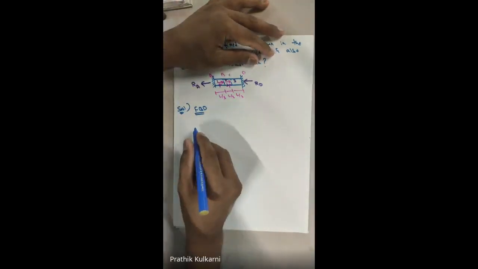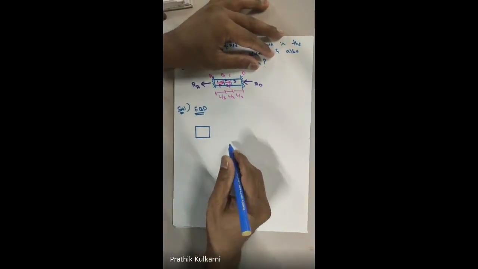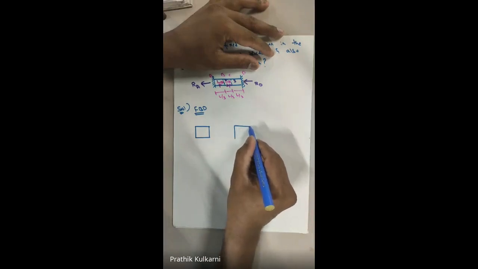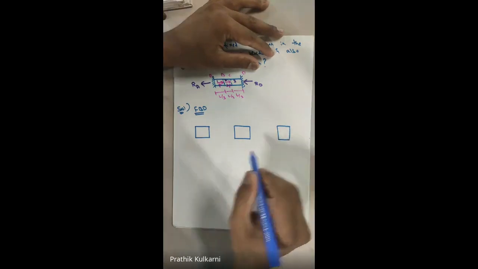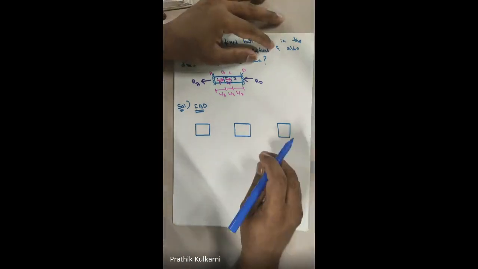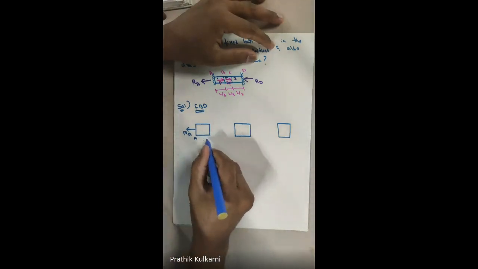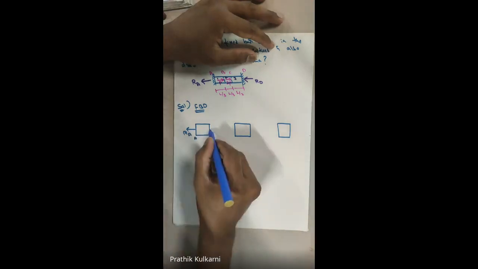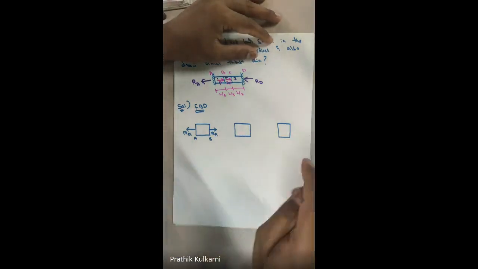So if you draw the free body diagram, this is my first portion, this is my second, and this is my third. If I apply my RA here, this is my A, this is my B. If I apply RA here, then to counteract this one, here also it should be RA only. Yes or no? Here it should be RA only.